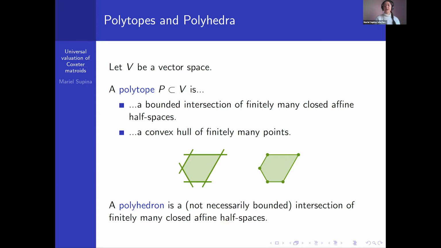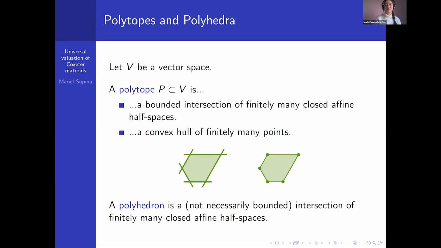And I'll also be talking about polyhedra more generally, which is a more general thing where now I don't require it to be bounded anymore. So if I take the first bullet point and I remove the word bounded, then I get the definition of polyhedra. For example, if I just took a line and I just told you what side of it I wanted to be on, that would give me a half space, which is also a polyhedron, but not a polytope because it's not bounded.